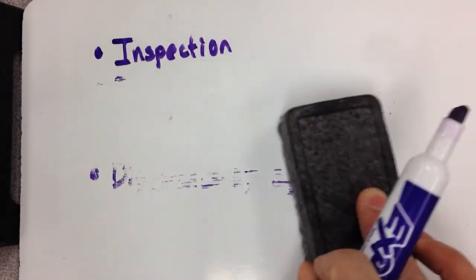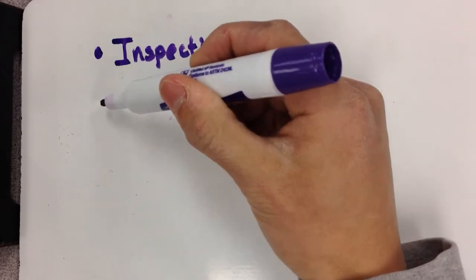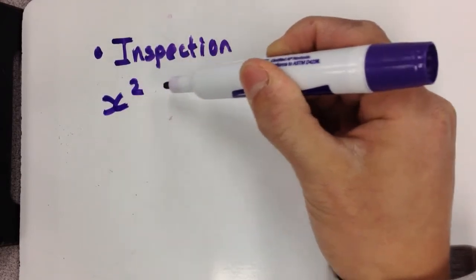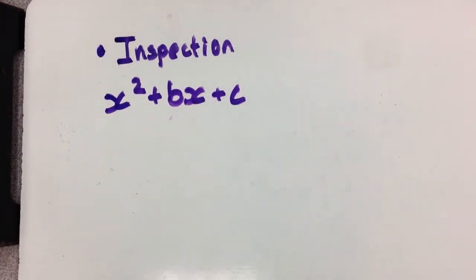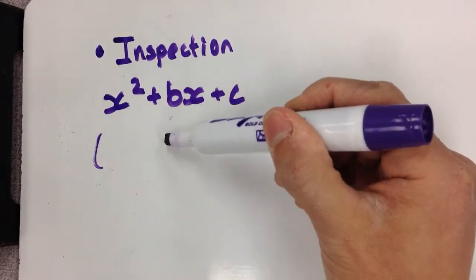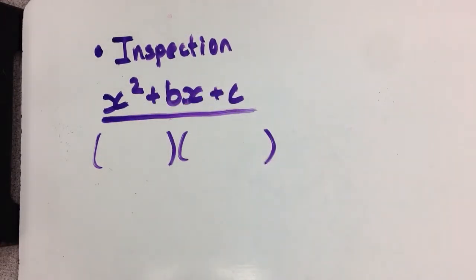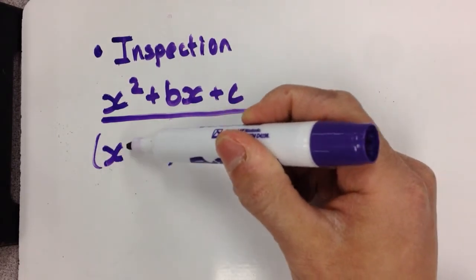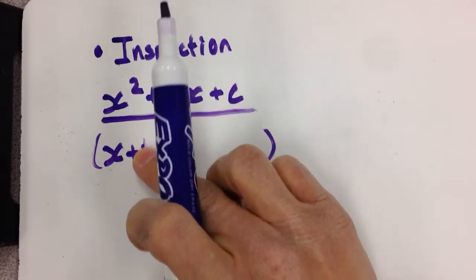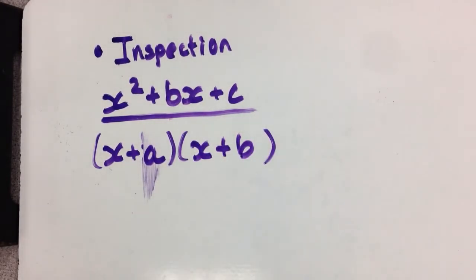All right, so the first one we're looking at is inspection. Inspection is when you have a trinomial in the form of x squared plus bx plus c, and you want to find the factors that will give you the binomials that multiply to give you this specific trinomial. Remember, your binomial is always going to be in the form of x plus a times x plus b, as an example.